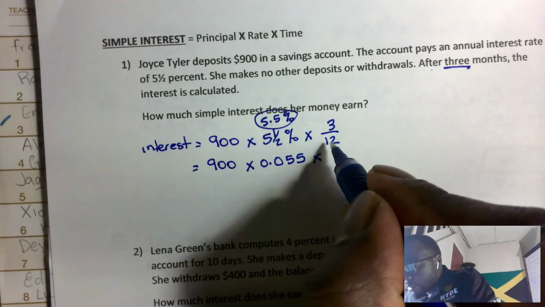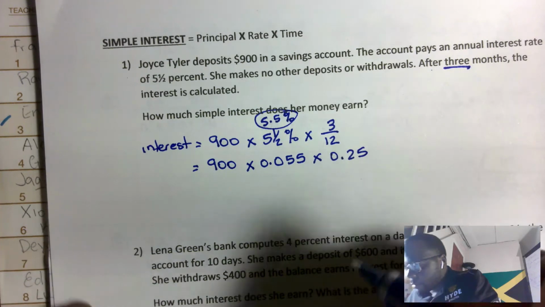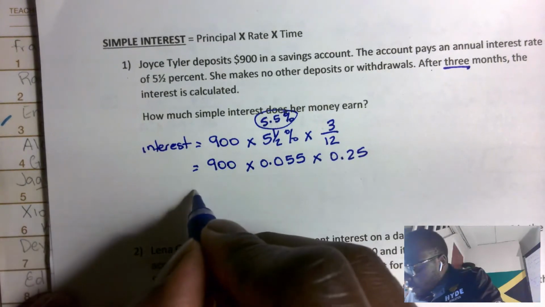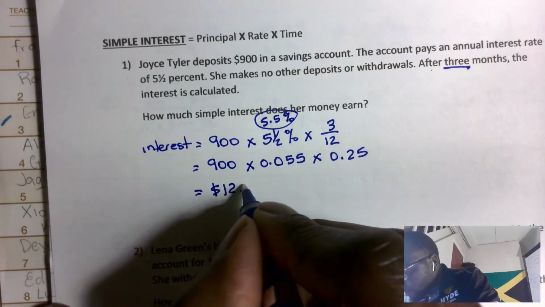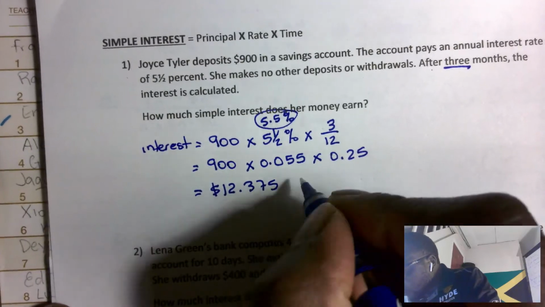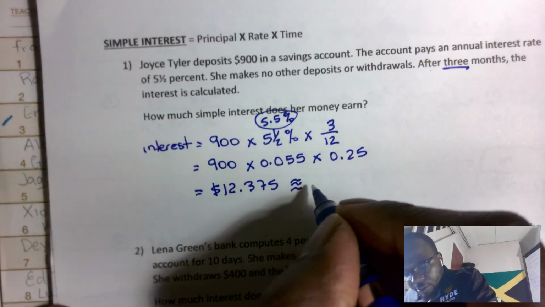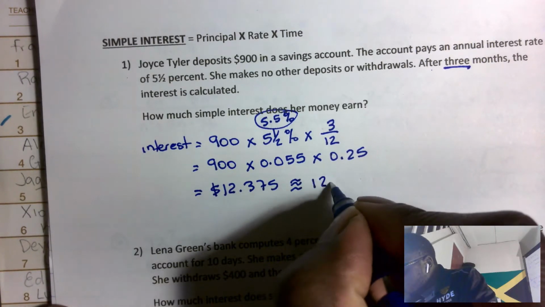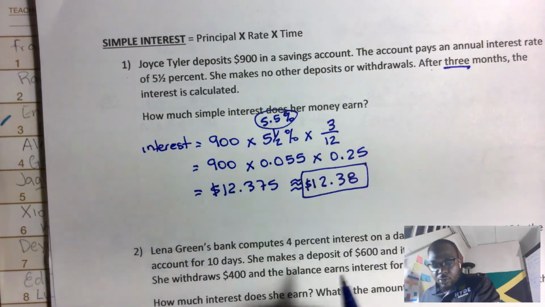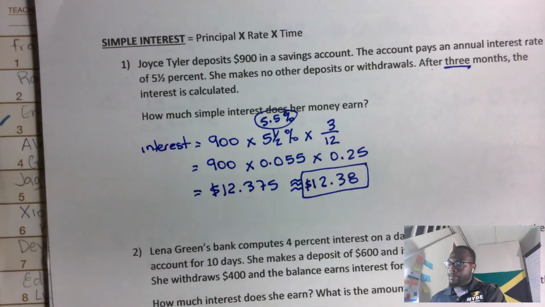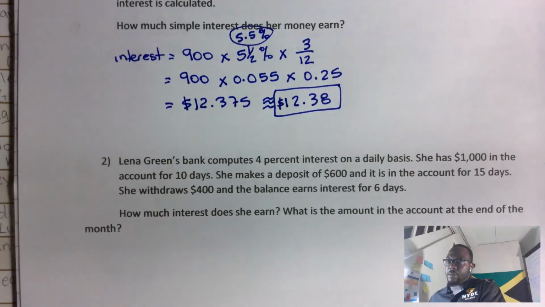3 divided by 12, expressed as a decimal, is 0.25. Okay, so when I plug this into my calculator, I'm going to get 12.375, but because we're dealing with money, I have to round this to $12.38. So the amount of interest in the account is $12.38. All right, so let's look at a more difficult example.